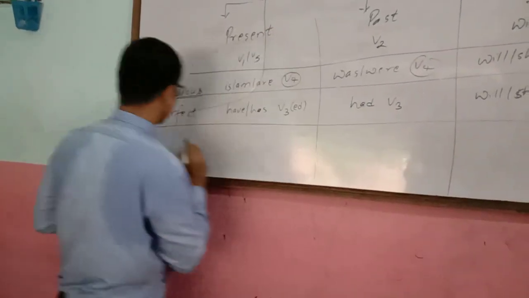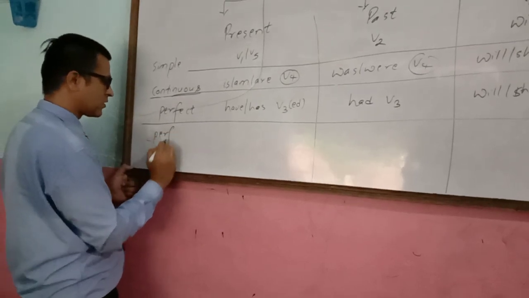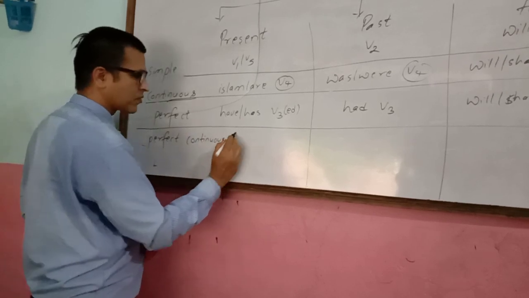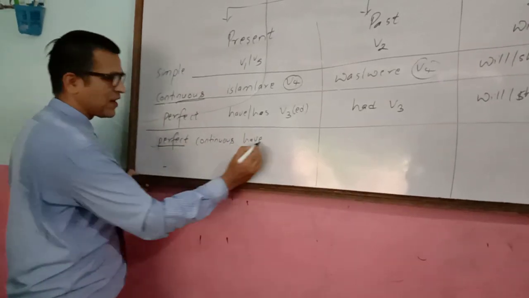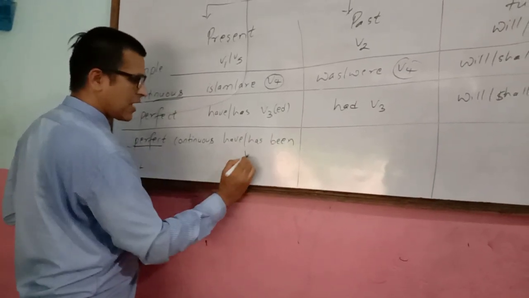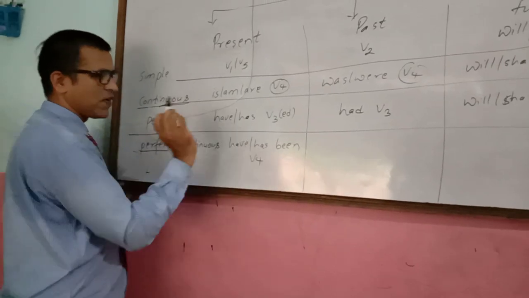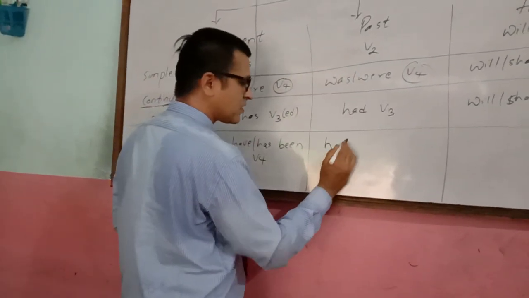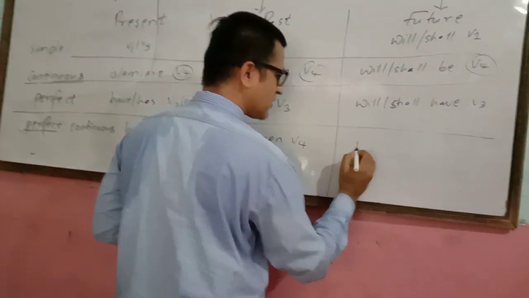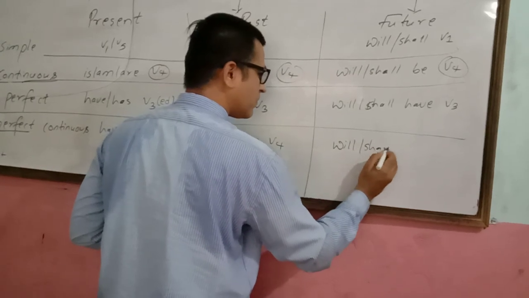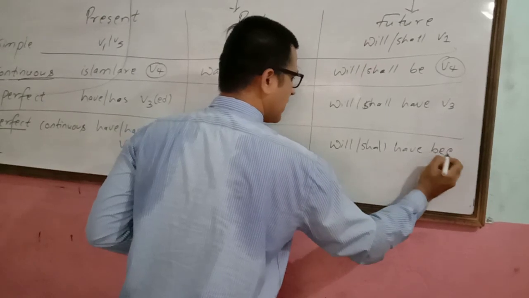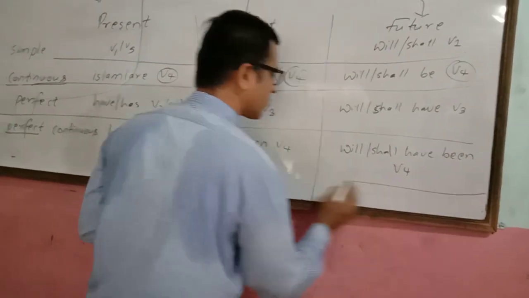Now time for perfect continuous. There must be perfect, meaning have, has, and for continuous there must be the be verb, been and V4. Present perfect continuous: have, has been V4. Past perfect continuous: had been V4. And future perfect continuous: will, shall, have, right? There must be been and V4.